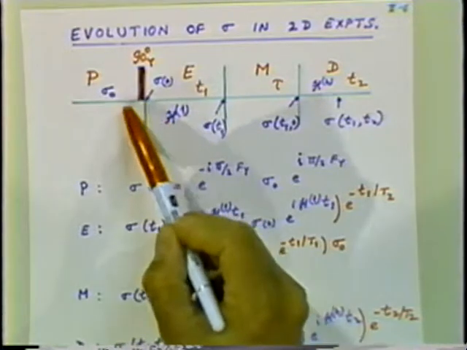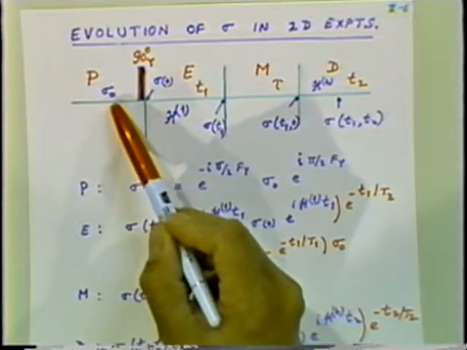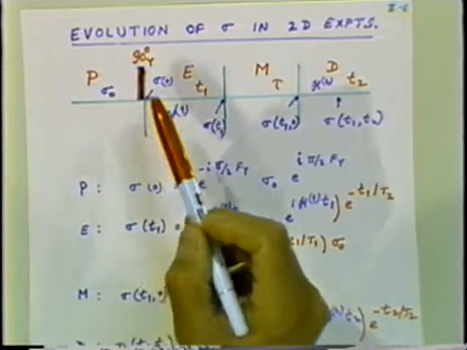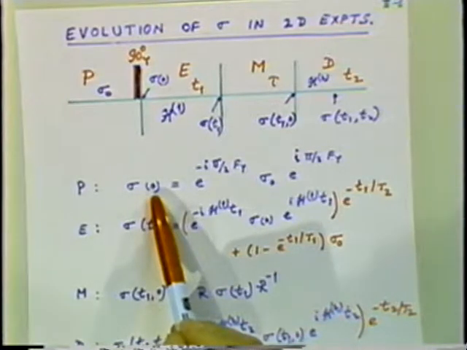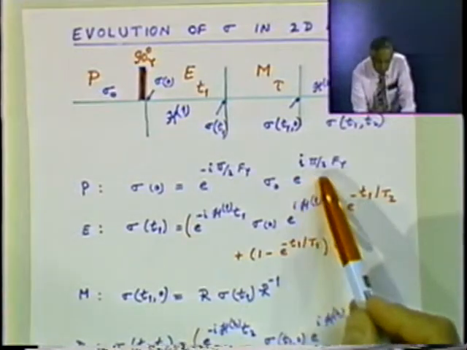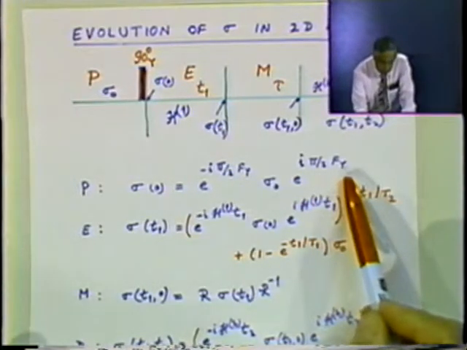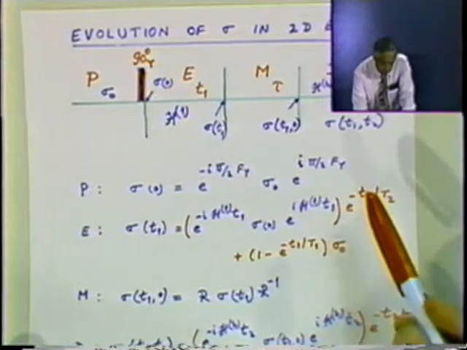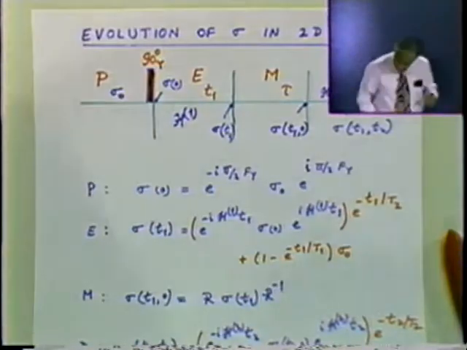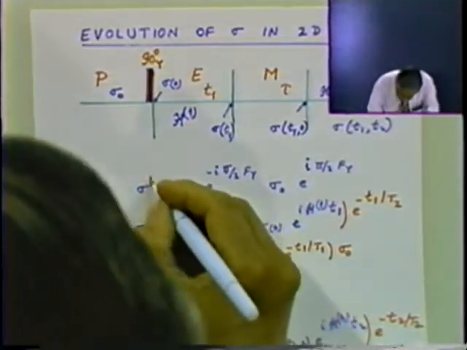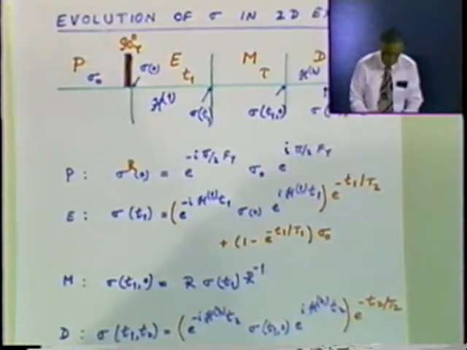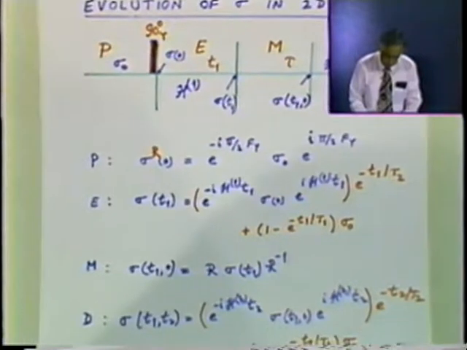Please see the notation. Sigma subscript 0 is before the pulse. Sigma at time t equal to 0 is after the pulse. And sigma(0) in the bracket is simply given by e to the power i pi by 2 Iy, sigma 0, e to the power minus i pi by 2 Iy. Somebody should have reminded me that this is R here, because this is what I've done in the rotating frame.